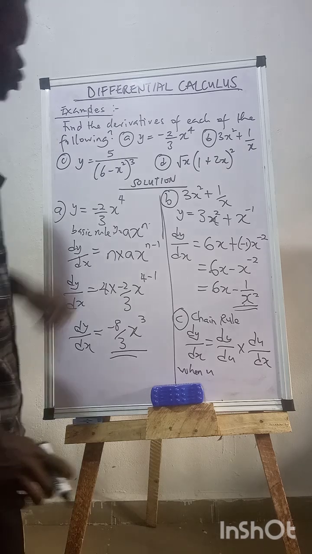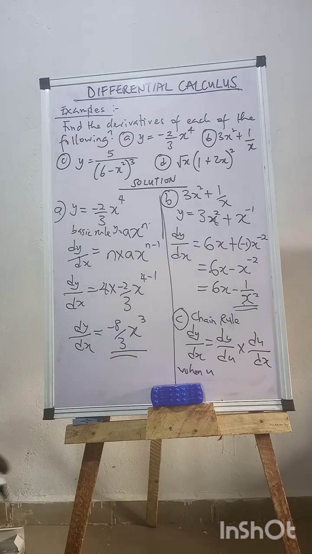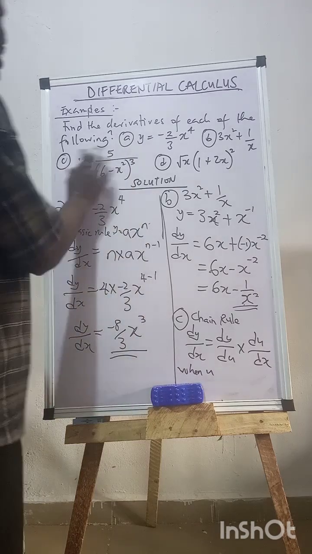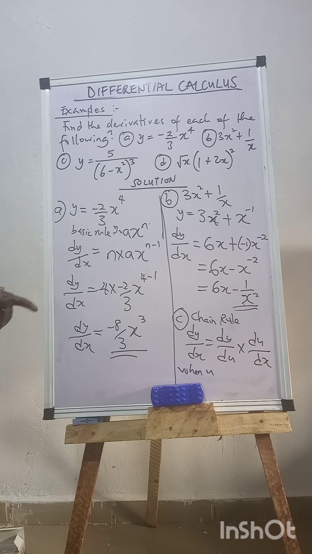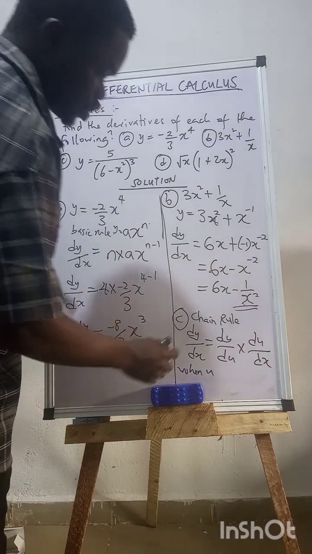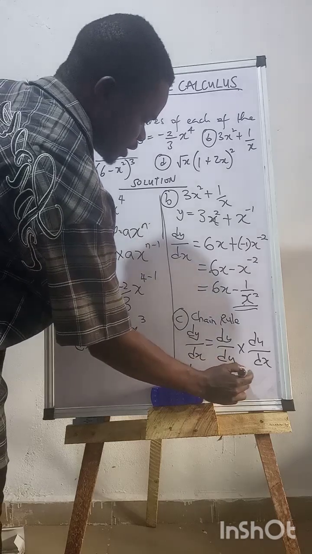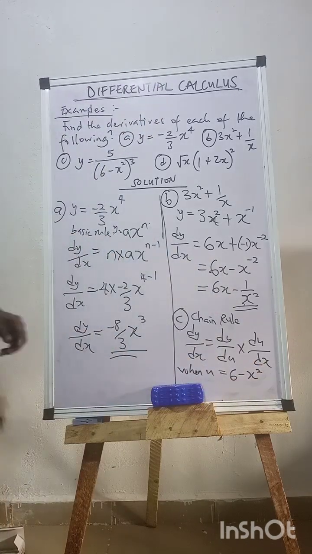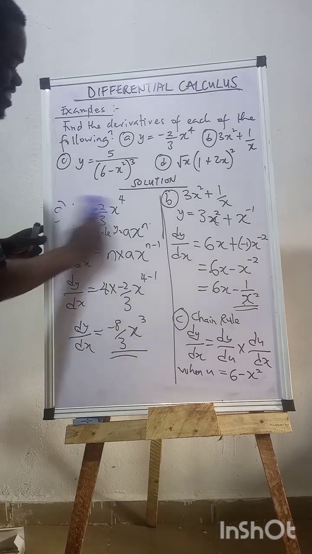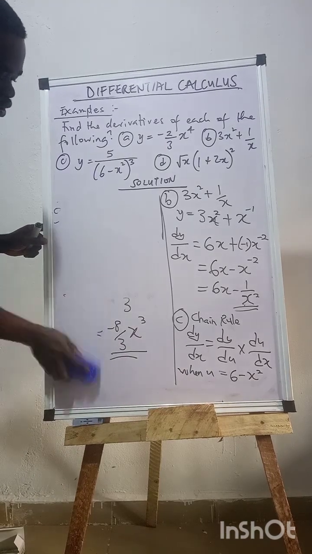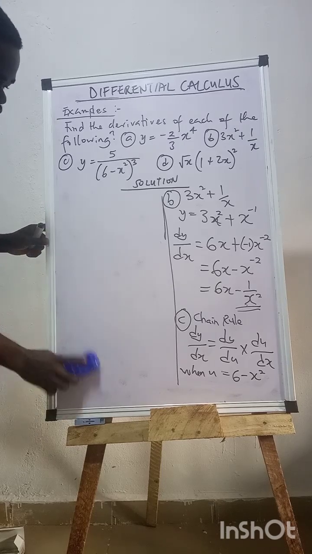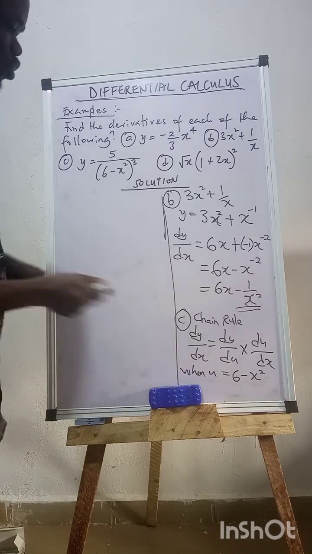When u is a value that is made up from what? It's the value that is coined up from y, that makes the y easier to resolve. What do we mean? In this situation, u is equal to 6 minus x squared. Why did we choose 6 minus x squared? Because when we do that, it makes it easier for us to resolve it. Okay?